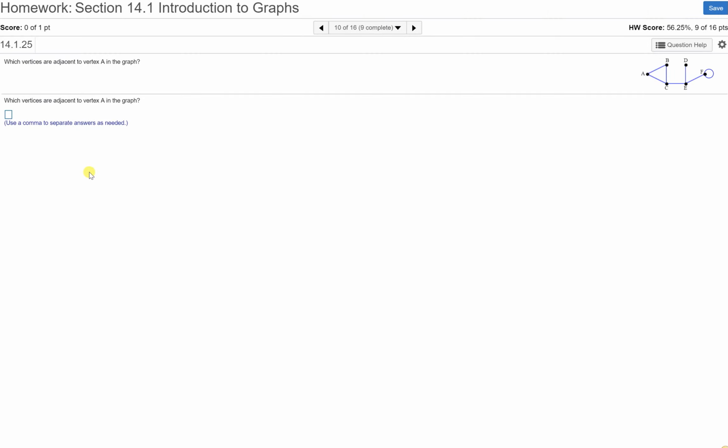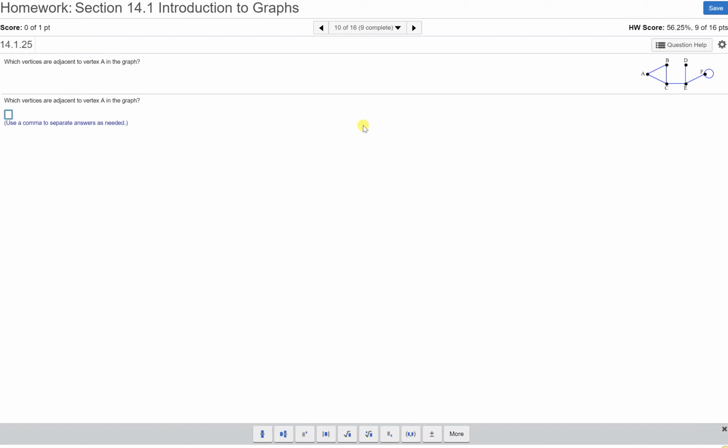Let's see. Which vertices are adjacent to A? So which one's directly connected? Which one has an edge connecting to A? A is connected to B and to C. Only B and C. It's not connected to anything else. So I'm going to put B, C. Okay?